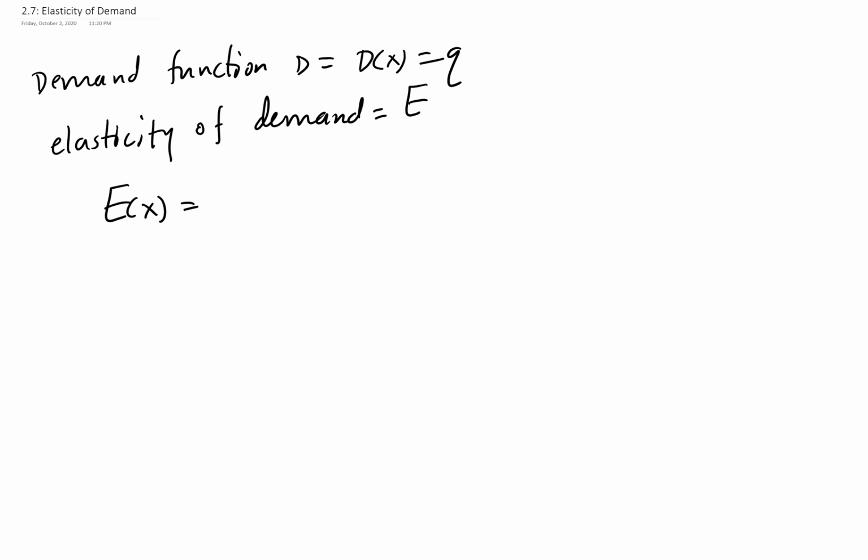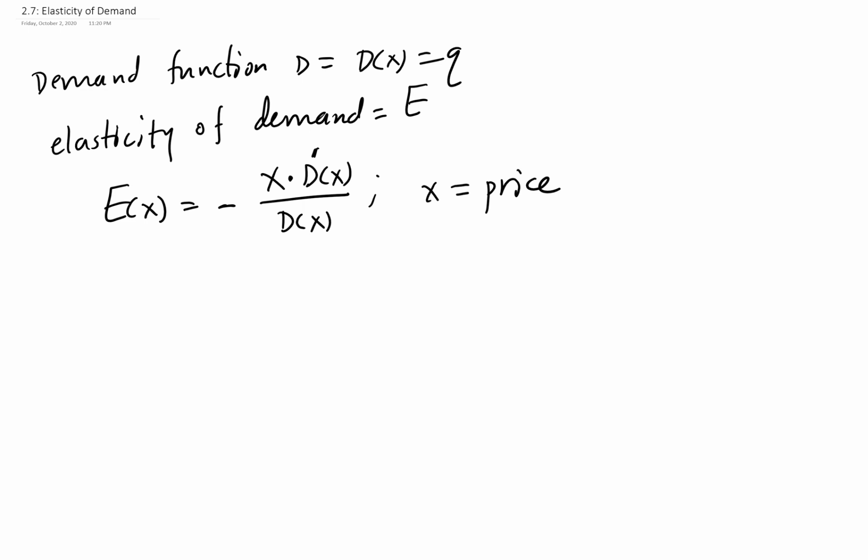and it's defined as E of X as negative X times the demand function at X over derivative of D of X, where X here is the price. So that's how we calculate the elasticity of demand. Most likely the demand function will be given, and all we have to do is find the elasticity of demand by finding the derivative of the demand function times the price divided by the demand function.